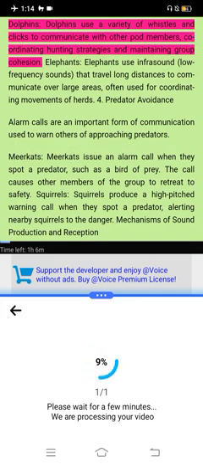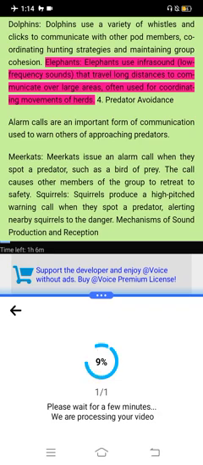Dolphins. Dolphins use a variety of whistles and clicks to communicate with other pod members, coordinating hunting strategies and maintaining group cohesion. Elephants. Elephants use infrasound, low-frequency sounds that travel long distances, to communicate over large areas, often used for coordinating movements of herds.